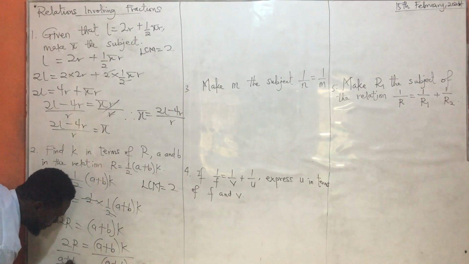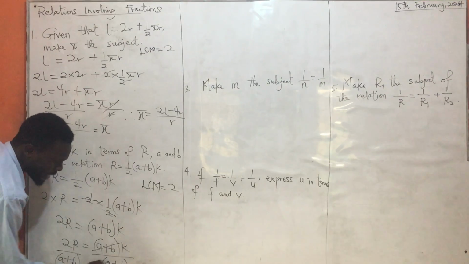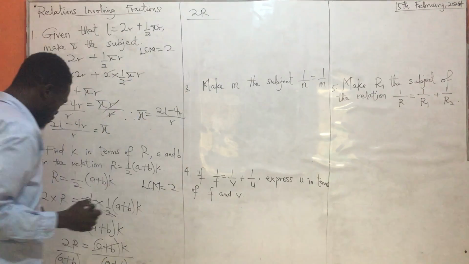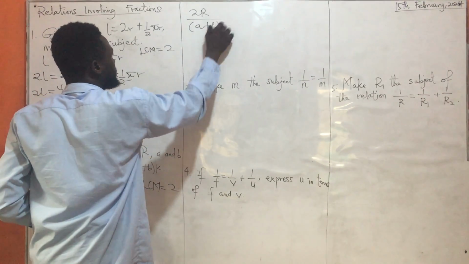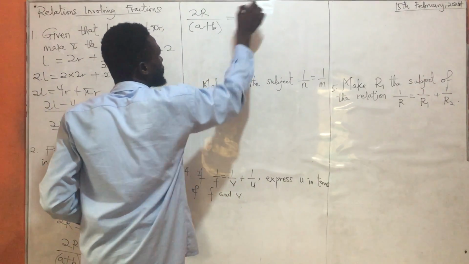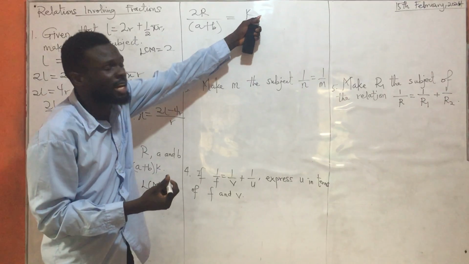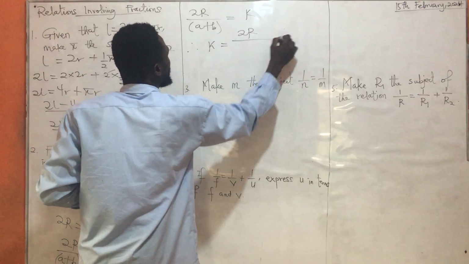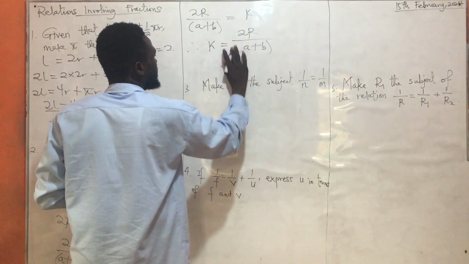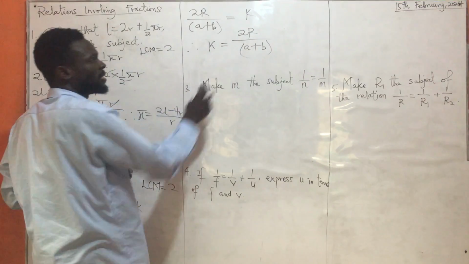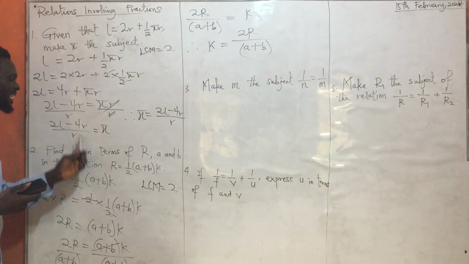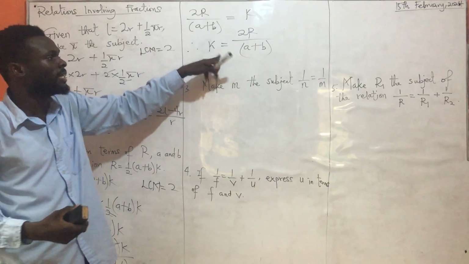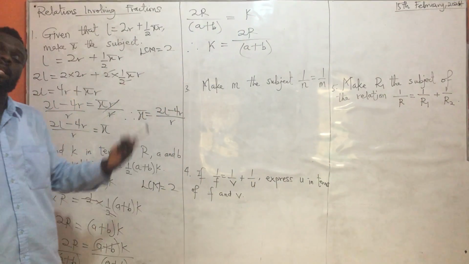Then we also divide by A plus B on the other side. So this will cancel out. Now after cancelling, you have 2R all over bracket of A plus B is equal to K. So you can see that the K is alone. So we can just say therefore K is equal to 2R all over A plus B, and this is our answer. So the question that says find K in terms of R, A, and B simply is saying make K the subject.